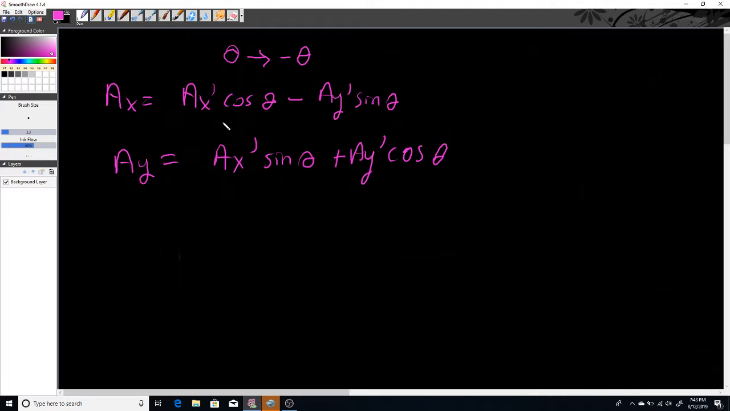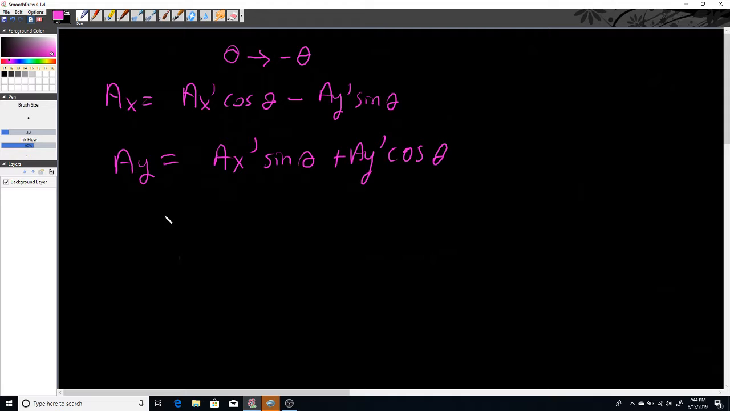Because really, if you think about it for a minute, the way that we got to this a of x prime from a of x was to rotate it in the negative x direction. So in order to get back to this a of x prime, what we should do is just change the angle to a negative instead of a positive. So everywhere this normal angle theta exists, we'll make a negative theta.